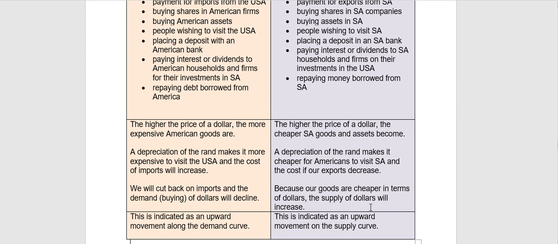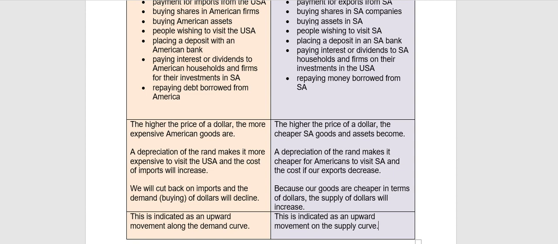And because our goods are cheaper in terms of dollars, they would like to buy more from us, so they're going to be selling more dollars in order to buy more rand to pay us for our exports. That will be indicated as an upward movement on the supply curve. If the price increases, we know this from the law of supply, the exchange rate is the price, if the price increases, quantity supplied will increase. So at a higher price, we will be moving higher up on the supply curve.